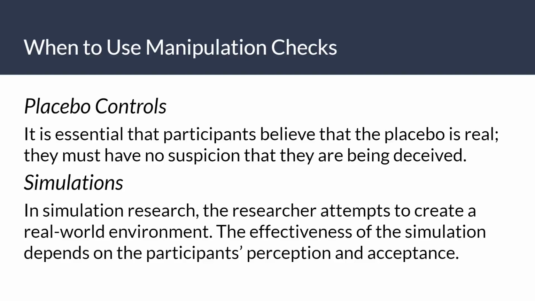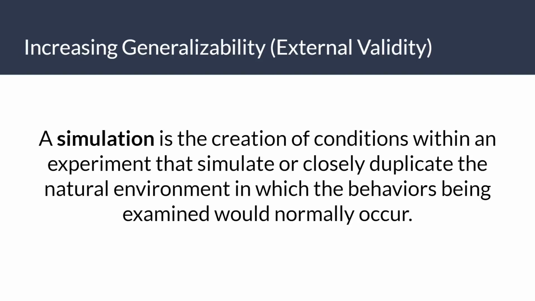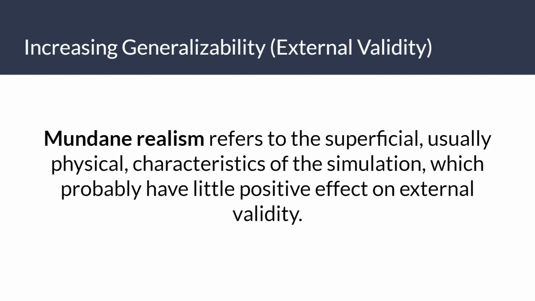So speaking of simulation, let's talk more about that. We're going to talk about increasing generalizability, or in technical terms, the external validity of our study. A simulation is the creation of conditions within an experiment that simulate or closely duplicate the natural environment in which the behaviors being examined would normally occur. Under simulation, we have what we call mundane realism, which refers to the superficial, usually physical characteristics of the simulation, which probably have little positive effects on external validity.